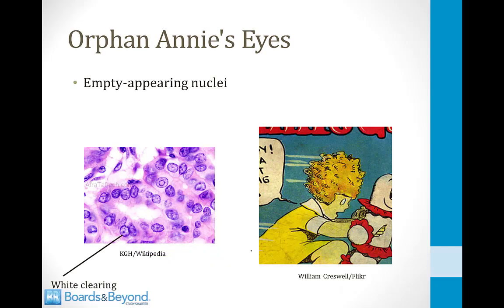Little Orphan Annie was a cartoon in the United States in the early 1900s, and in the cartoon her eyes were always drawn as these white circles, as I've shown on the screen here. So for this reason, the nuclei seen in papillary thyroid cancer were named Orphan Annie's eye nuclei, and that's because they have white clearing in the middle. There's an example of one shown at the bottom left side of the screen here. You can see that this nuclei has the purple material being pushed to the sides, and there's white clearing in the middle, and that reminded pathologists of the Orphan Annie cartoon, hence the name Orphan Annie eye nuclei.